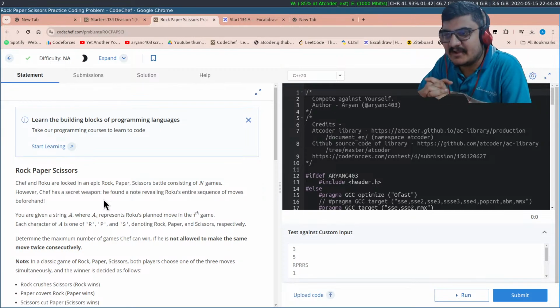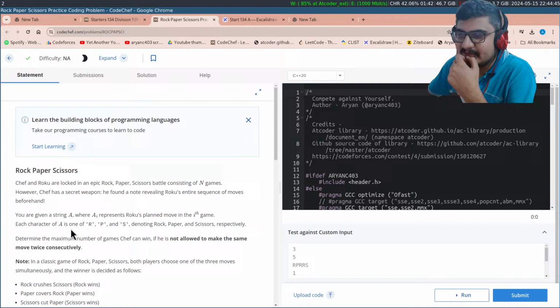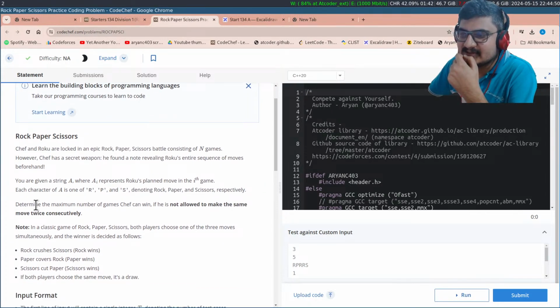Rock Paper Scissors. Seth and Roku are locked in an epic rock paper scissors battle consisting of n games. However, Seth has a secret weapon. He found a note revealing Roku's entire sequence of moves beforehand. You are given a string A where A_i represents Roku's planned move in the i-th game. Each character of A is either R, P, or S, denoting rock, paper, scissors respectively. Determine the maximum number of games Seth can win. He is not allowed to make the same move twice consecutively.